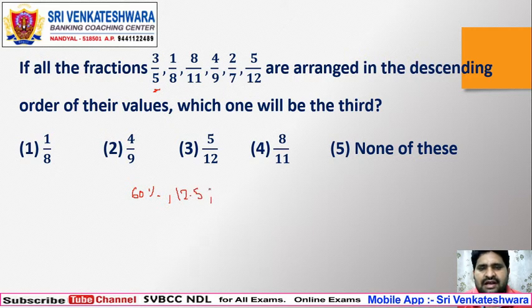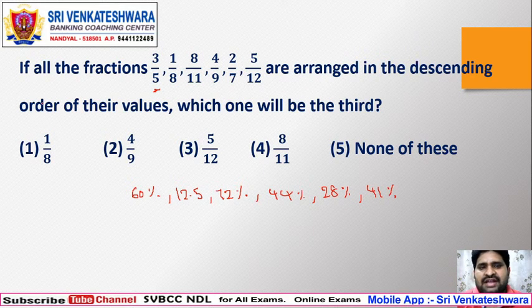You can write it, and 8/11. Each 1/11 is 9.09. 8/11, 8 nines are 72%. I can write 72.72. And 4/9. Each 1/9 is 11.11, so I can write 44 point something. And next 2/7. 1/7 is 14 point something, and 2/7 means 28 point something, so I can nearly write 28. 5/12. Each 1/12 is 8.33, so 5/12 means 40 point something, 41 point something, I'll get nearly 41.